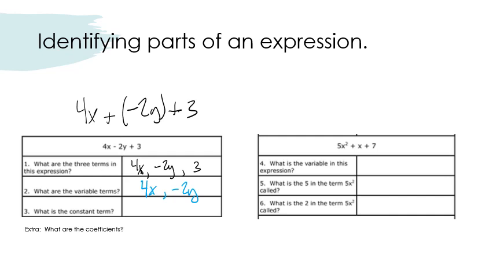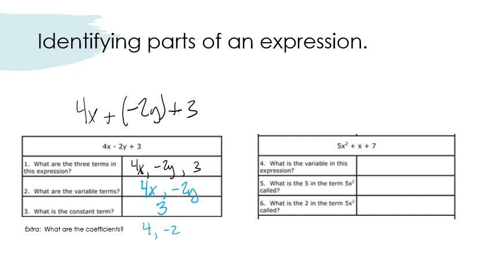3. What is a constant term? That is a term whose value won't change no matter what the values are for x and y, which is 3. We're always adding 3. Doesn't matter if x is 10 and y is 8, or if x is 8 and y is 10. That term is going to be constant. And then we have an extra question there. What are the coefficients? The coefficients are the factors that you're multiplying your variables by. Or, in student speak, they are the numbers in front of the variable. So we have 4 and negative 2.